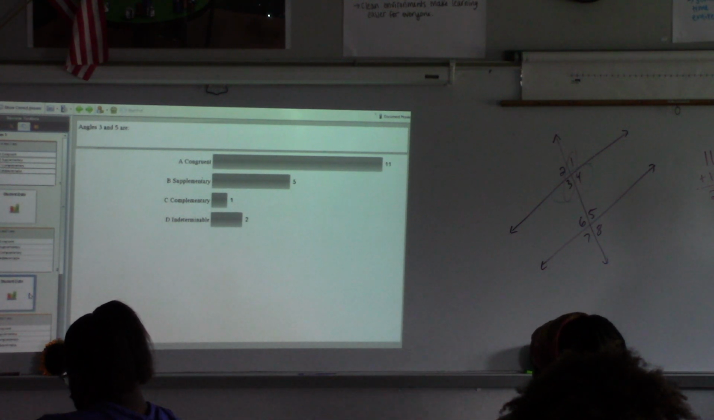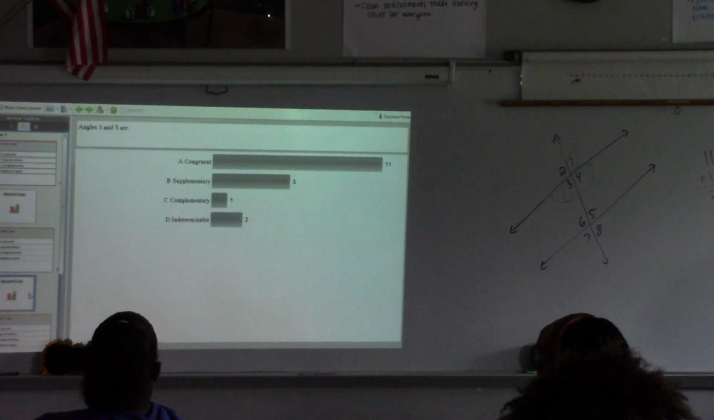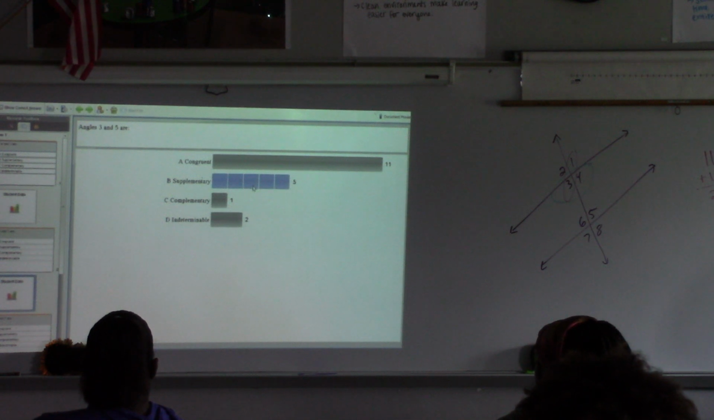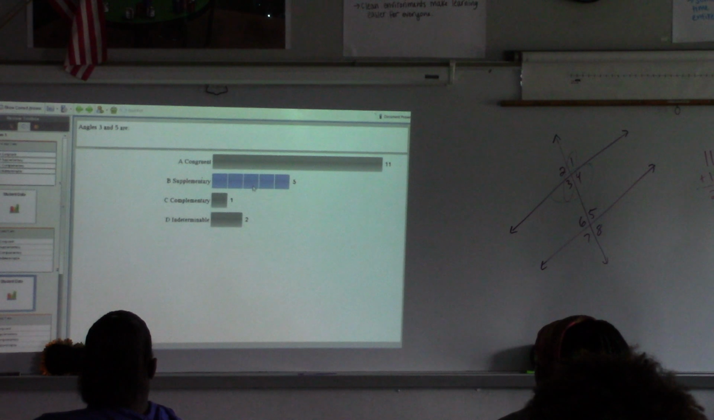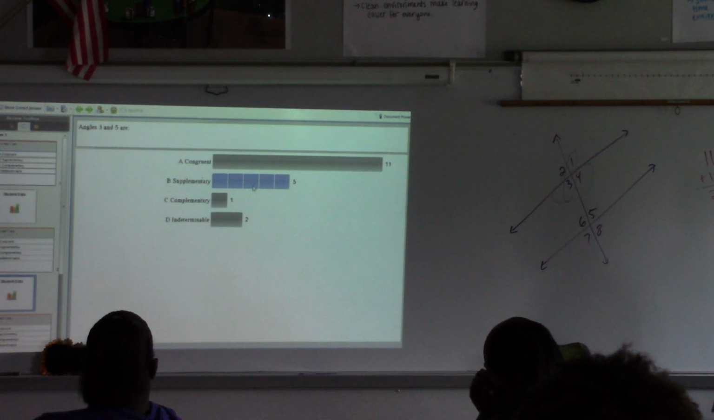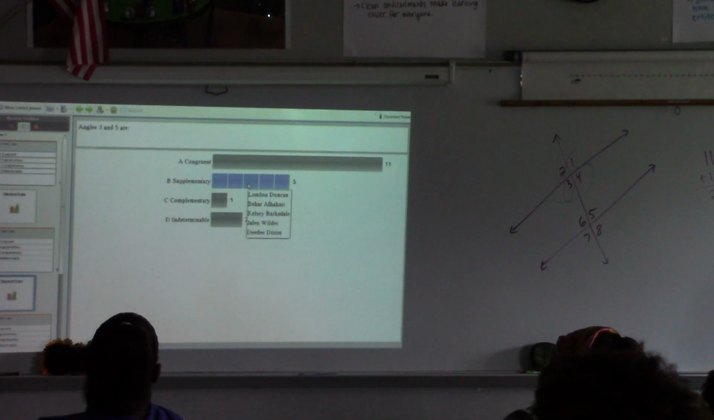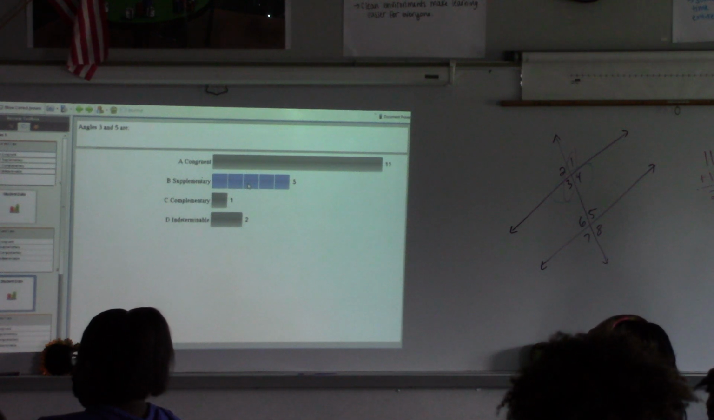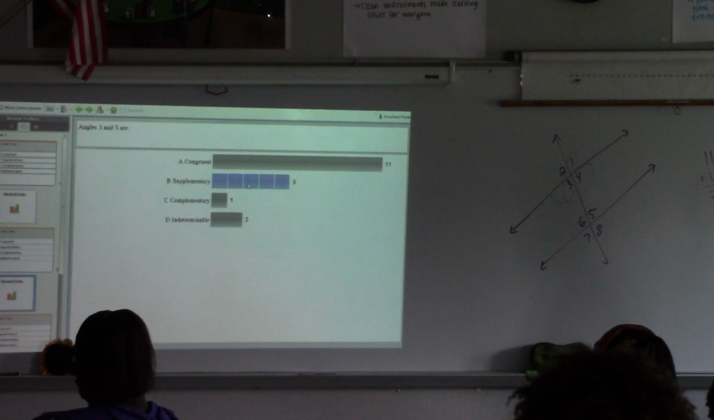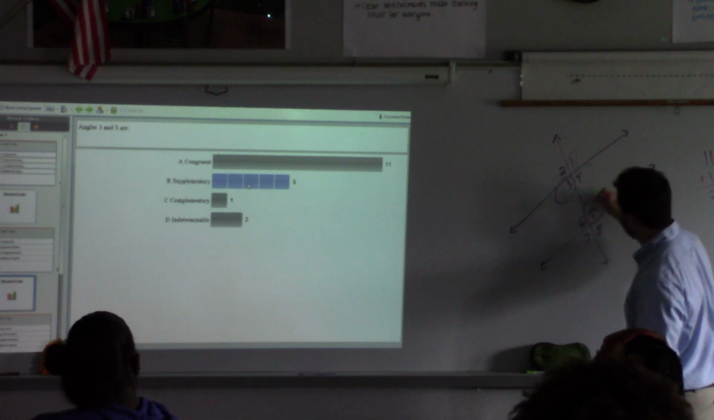All right, so angles 3 and 5. The majority of us are saying congruent, but we have a couple of people who thought that they are supplementary. Okay. So one of those who said supplementary, would you care to explain why? So we got, who was it? Kelsey, Rose, Bashar, Jalen, or Dee Dee? Dee Dee? Okay. So we're looking at 3 and 5 here. So why were you thinking they were supplementary?